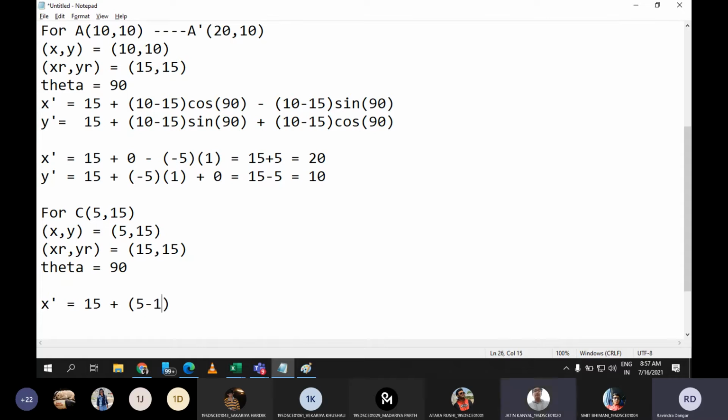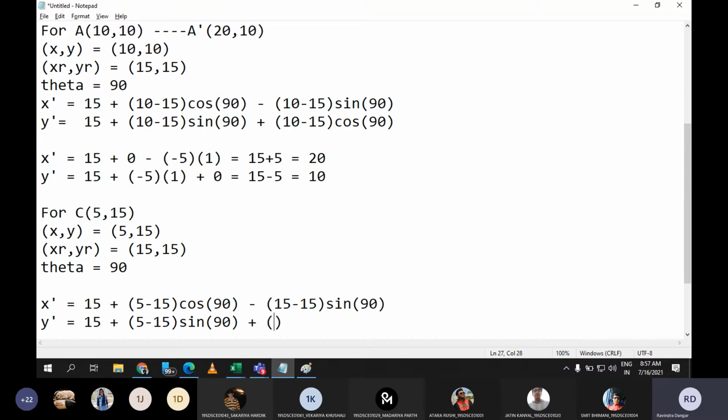5 minus 15 into cos 90, minus y minus yr. What is y? y is 15, so 15 minus 15 sin 90. And the same thing for y dash. It is yr plus x minus xr, which is 5 minus 15 sin 90, plus y minus yr, which is 15 minus 15 into cos 90.